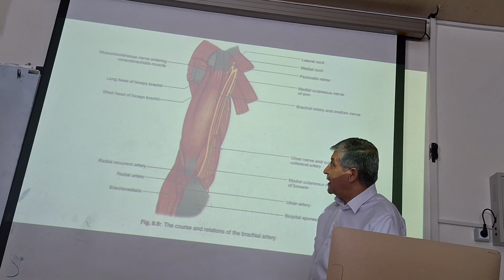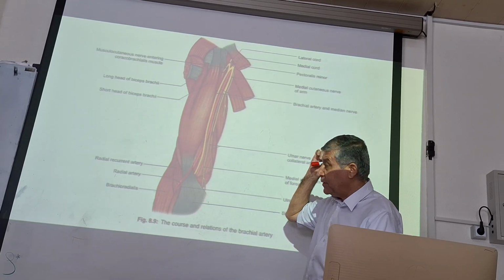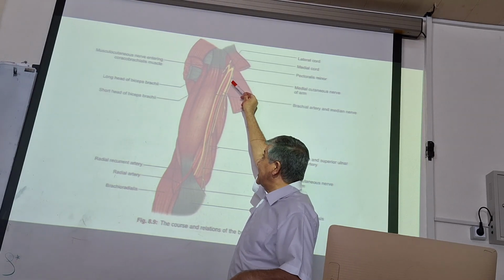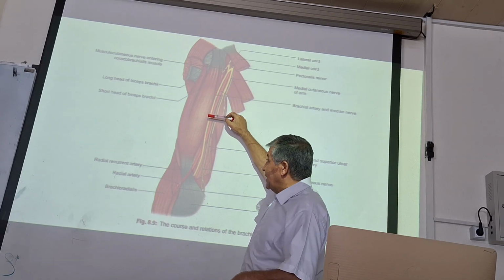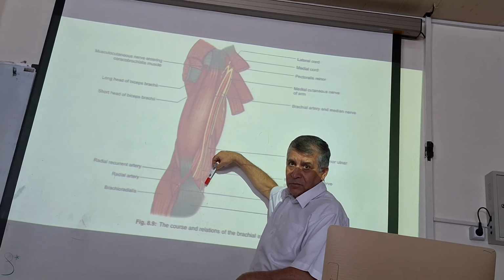In this figure you can see the median nerve. In the upper part of the arm it is lateral to the artery, but it crosses it, and in the cubital fossa it is medial to the artery.